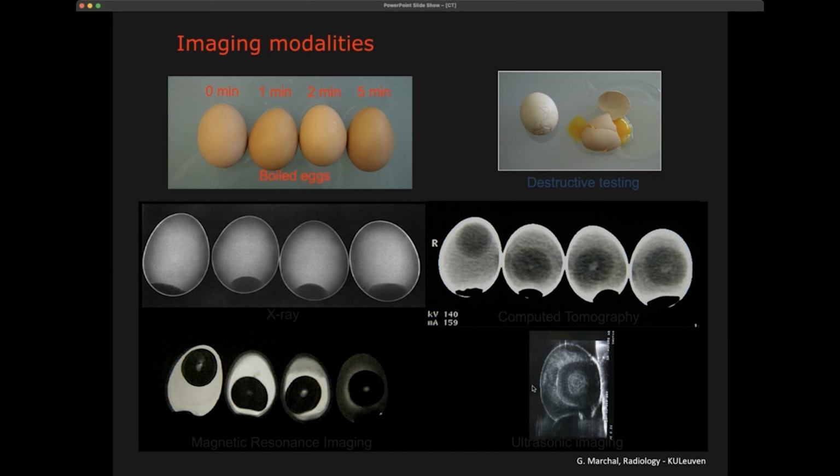That means that when we take the eggs with the shell still around them, we cannot image them with ultrasound. So we really have to first take off the shell. And so that's obviously a disadvantage of it.